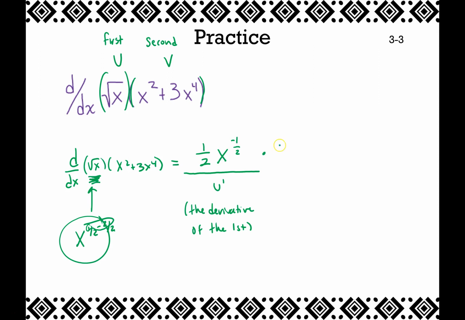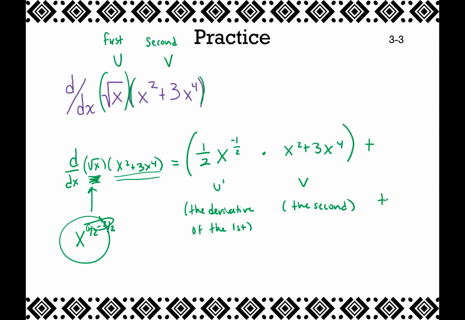Now we have to multiply that by what? We have to multiply that by v, or the second. Well, what is the second? Well, that's just going to be this thing right here. That's the second. So that's going to be x squared plus 3x to the fourth. So we're halfway done. We have our u prime v, or the derivative of the first times the second. Now we have to go plus, and now we need to do v prime u.